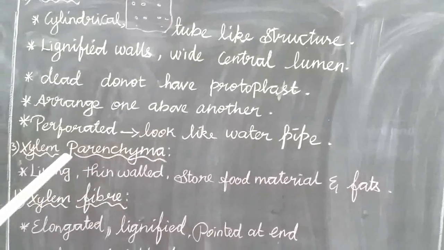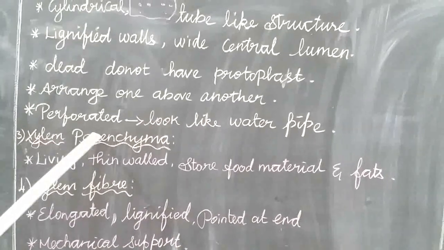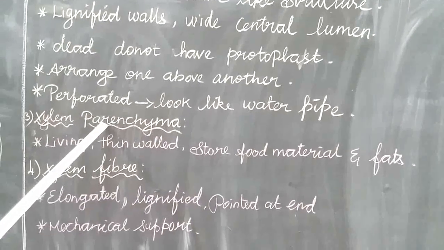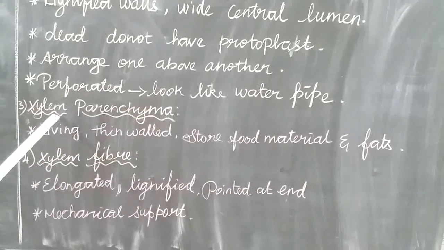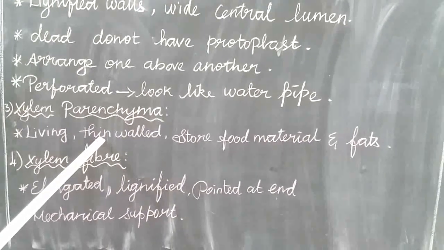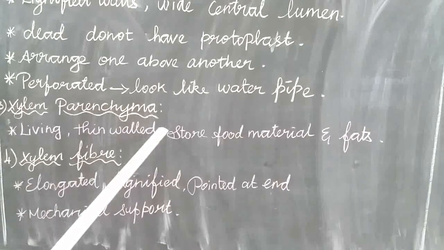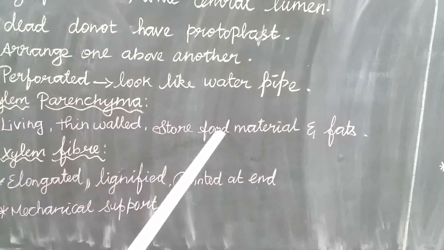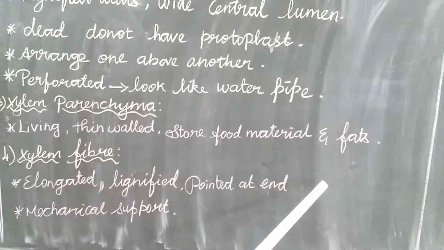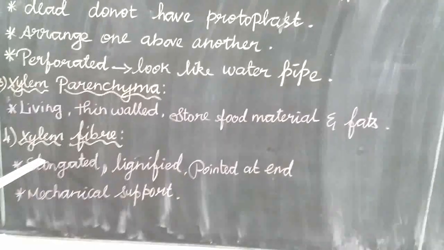Then the third element is, what is it? Xylem parenchyma. Xylem parenchyma is a living tissue. Thin walled cells are present and it stores the food materials and the fats. That's all.